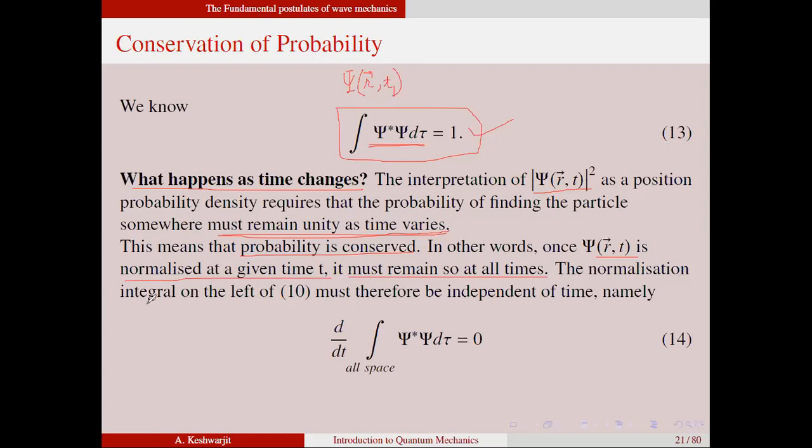The normalization integral on the left of equation 10, which is the same as equation 13, psi star psi d tau, must therefore be independent of time, namely d by dt of the integral of psi star psi d tau should be equal to 0. That means this integral over all space should not change with time. So d by dt should be equal to 0.